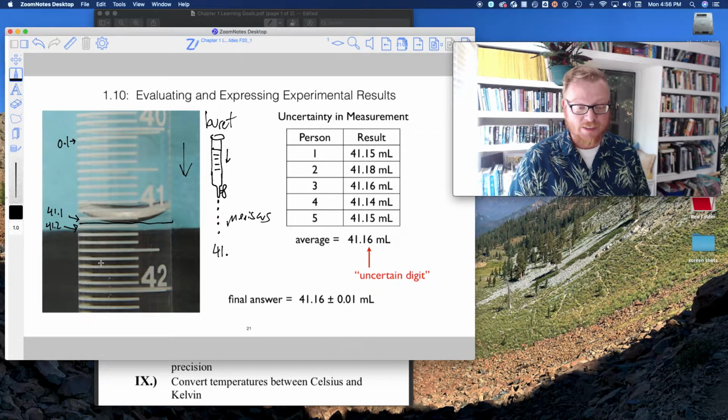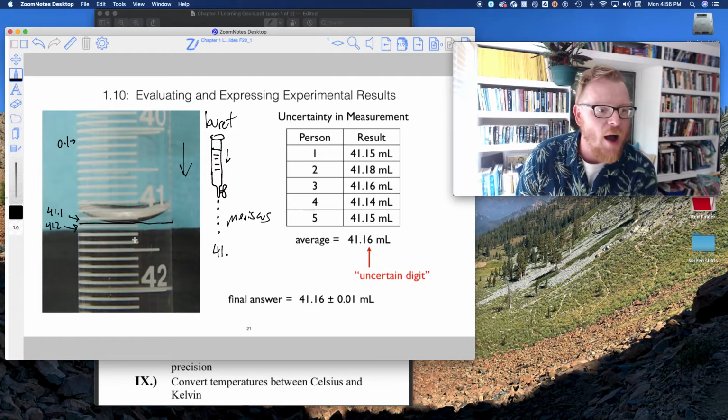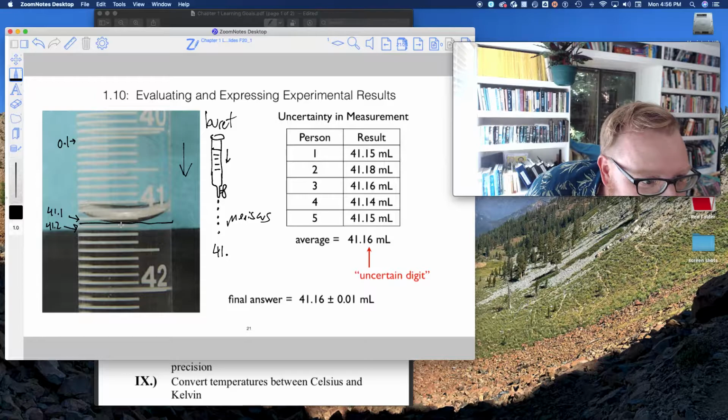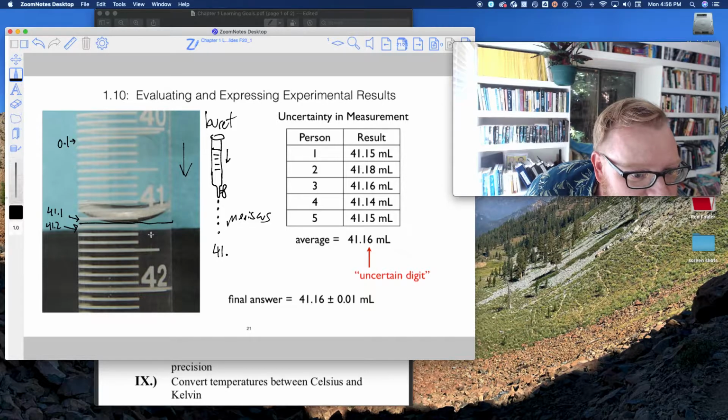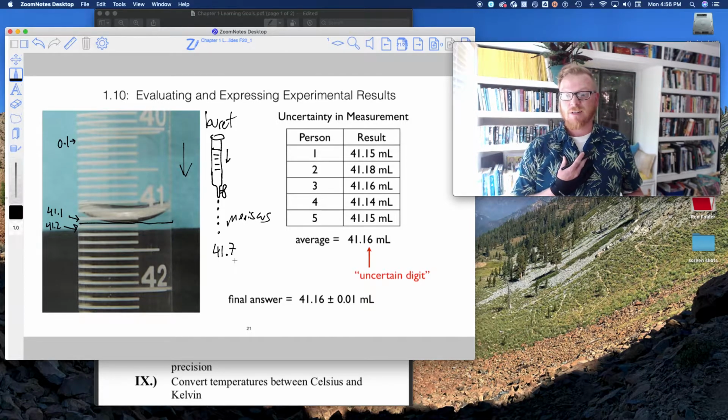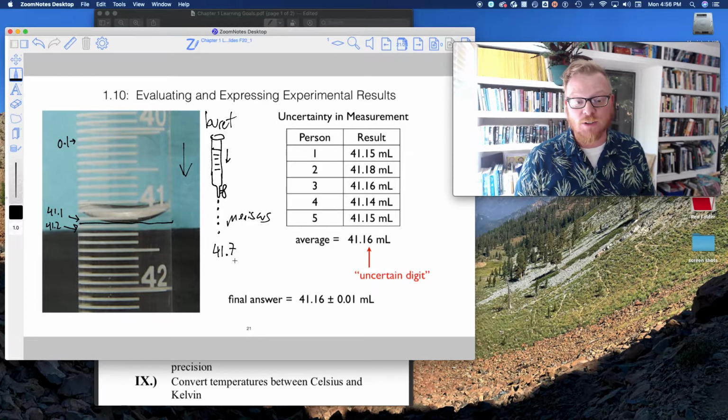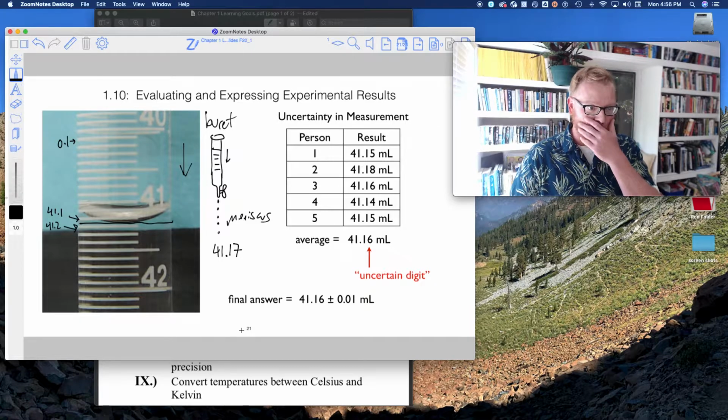It's your job as the experimentalist to estimate what it is to the best of your ability. So if I were looking at this, where the meniscus is, I would say it's maybe closer to the 41.2 mark. So I might guess maybe 41.7. That's my guess, right? But there's no right or wrong answer because it's what we're estimating. So sorry, that's 41. Let me write that again. Not 41.7, but it's 41.17.